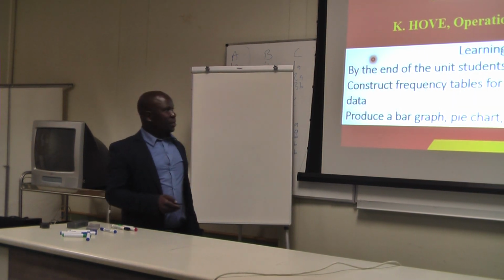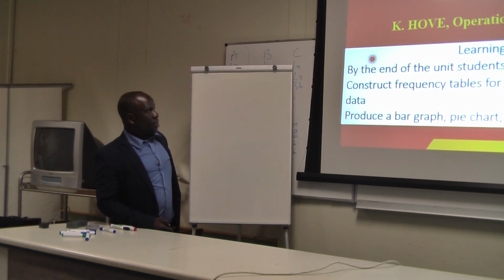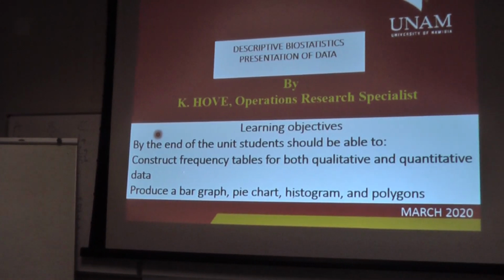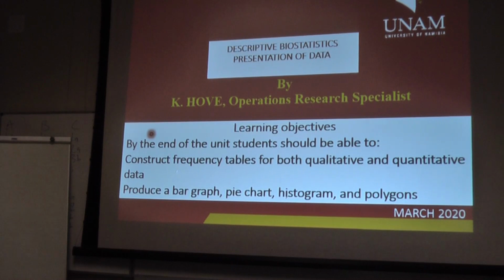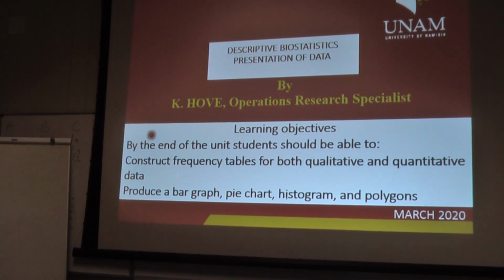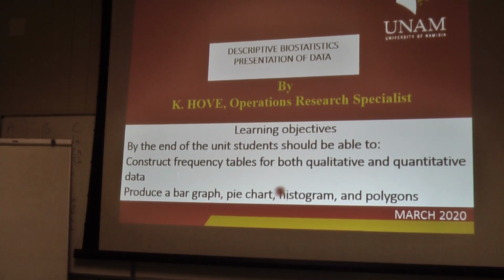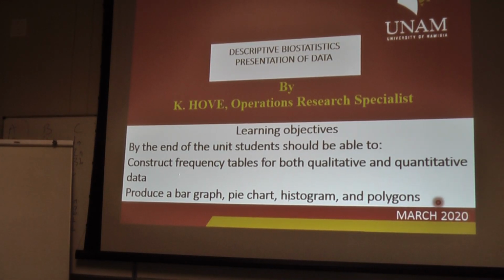Final one on descriptive biostatistics. And by the end of this, you must be able to construct a frequency table for both qualitative and quantitative data, produce a bar graph, pie chart, histogram, and polygons. I have removed some of the graphs, but all the necessary graphs, you must be able to construct them when you go through this video.